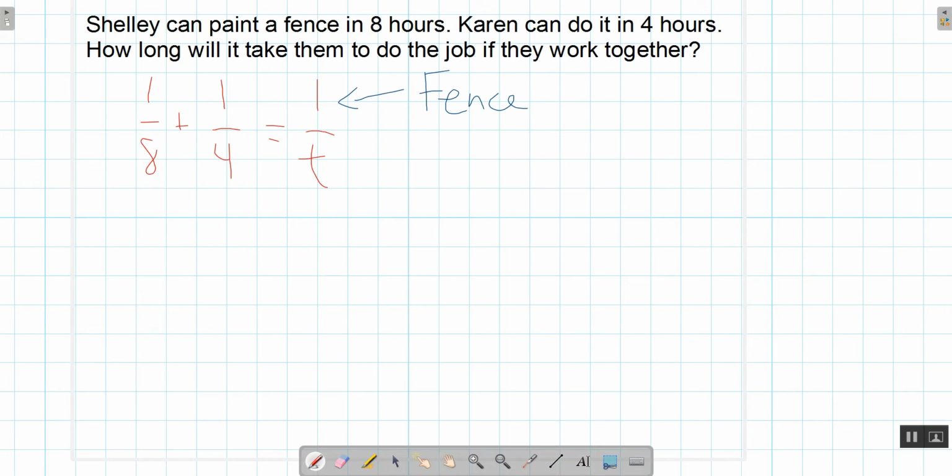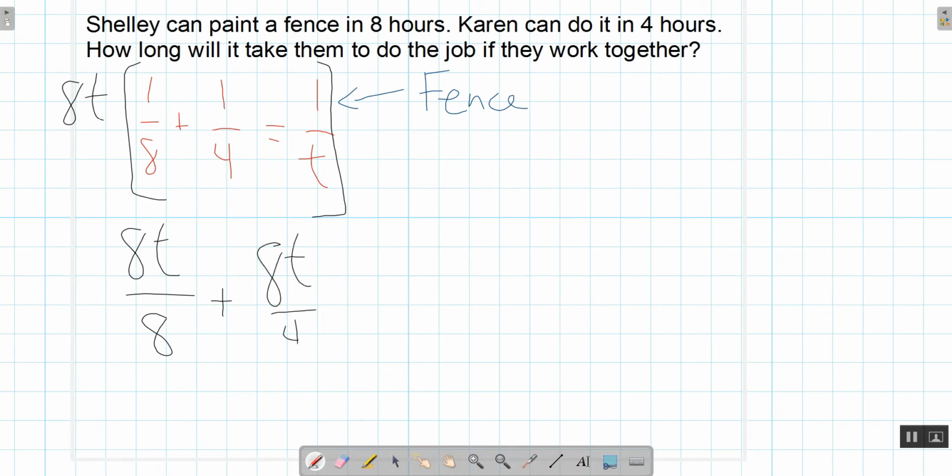Now, we're going to treat this as rationals. We can simply treat this as fractions and add those two together and then solve for t. But if we're going to treat this as a rational function, we're going to find an LCD between these three, and that is 8t. If we multiply everything by 8t to eliminate the fractions, we have 8t over 8 plus 8t over 4, and that's going to equal 8t over t. Now we can cancel 8 over 8, 8 over 4 becomes 2, and t over t just becomes 8.